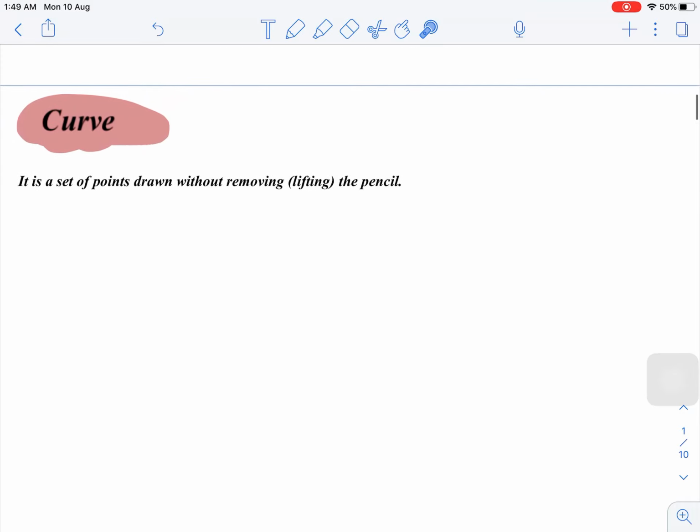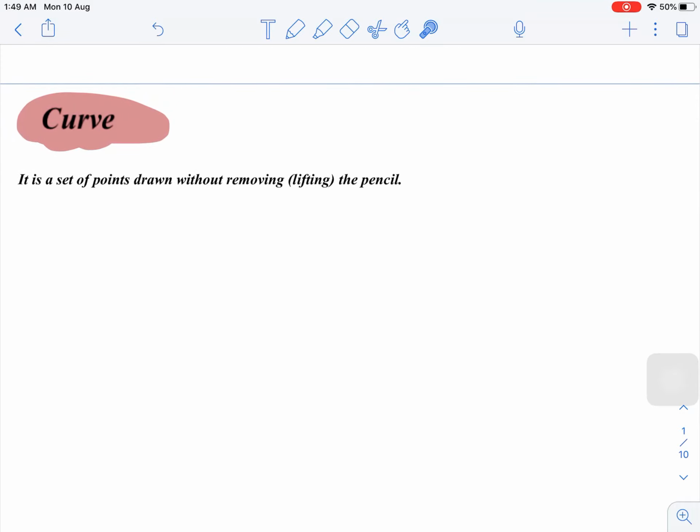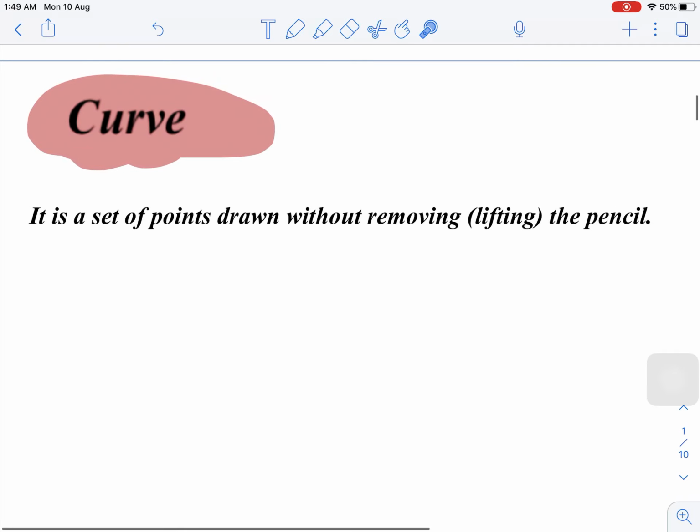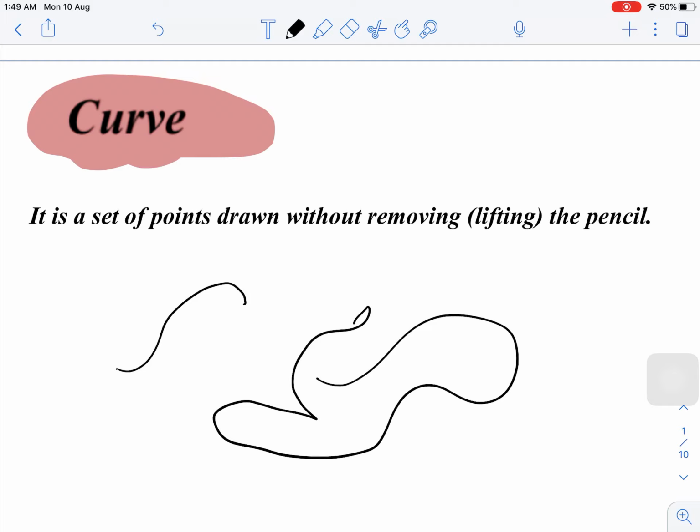Now in the very start, before learning the polygons, let us try to understand what is a curve. Okay, so what is a curve? A curve is a set of points drawn without removing or lifting the pencil or a pen. Now for example, this I have drawn without lifting, so it is a curve. Suppose if I am drawing like this, so this one is also a curve.